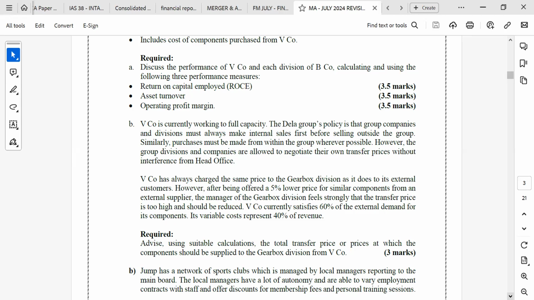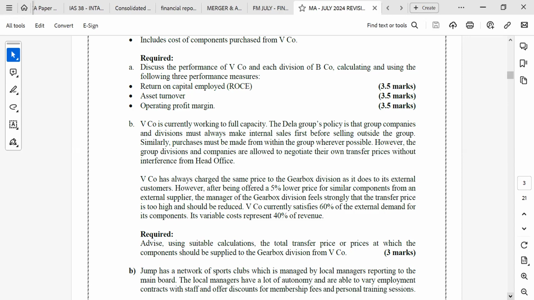We have a lot of transfer pricing methods that we use. Negotiated one is part. We also use the marginal, we use the two tariff, we also use the dual pricing. We have so many ones there. You can read about them. So vehicle has always charged the same price to the gearbox as it does to external customers. It means that they are selling at the same price to the external customer, which is very bad.